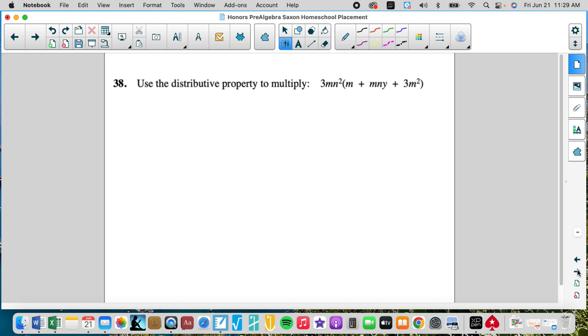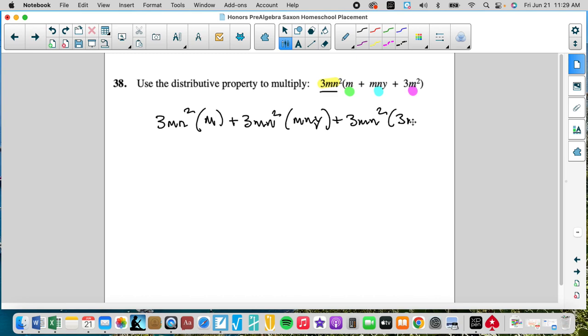Use the distributive properties. Distribution is sort of like when you go out trick-or-treating. This gets distributed to each of the kids. Each kid is separated by an addition or subtraction, so we have 3 terms here that we're going to distribute this into all 3 terms. So we're going to distribute that 3mn squared into each of those. So we have 3mn squared times m, plus 3mn squared times my, plus 3mn squared times 3m squared.